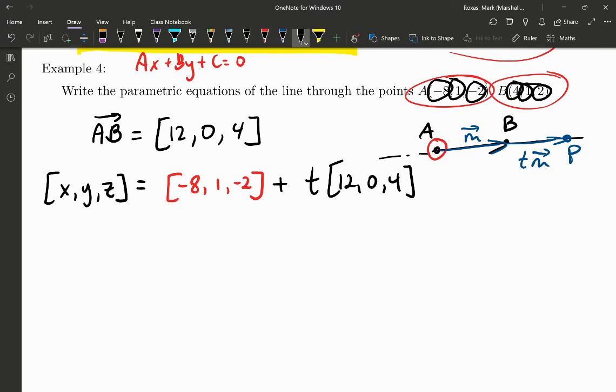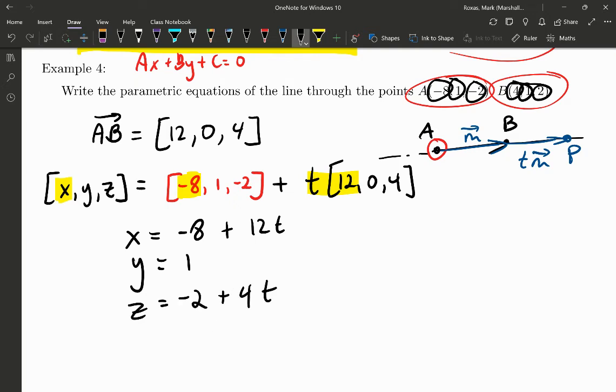If I want the parametric equation, again, what I'm doing is I'm taking the x, making it equal to the x components, including the parameter t. So x equals negative 8 plus 12t. Same thing for the y components. Y equals 1. Take the y components of each plus 0t, but I don't need 0t. I can just write that as 1. And then z equals negative 2 plus 4t. Do I need a parameter t in each parametric equation? No, I do not. This just says no matter what point I come up with, the y value is always going to be equal to 1.